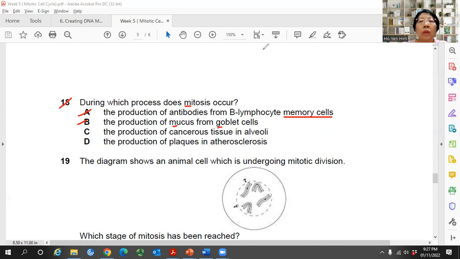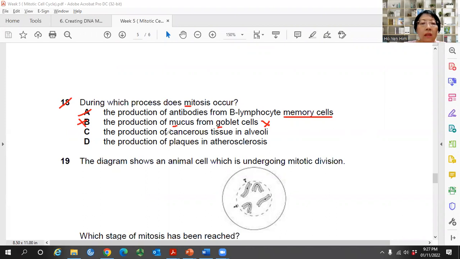So it's by secretion. By secretion means what? From Golgi body, right? The Golgi body has to bud off to form a secretory vesicle, which moves towards the membrane, fuses with it, and releases the material. So therefore, this is not by mitosis. Okay, so this is not by mitosis.